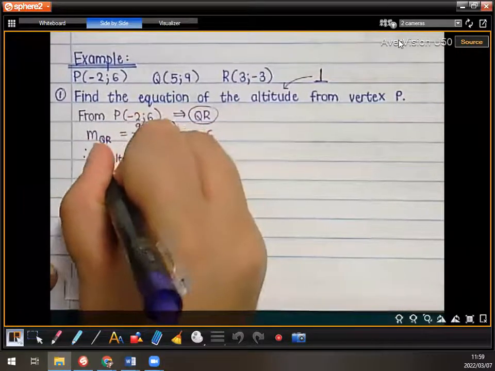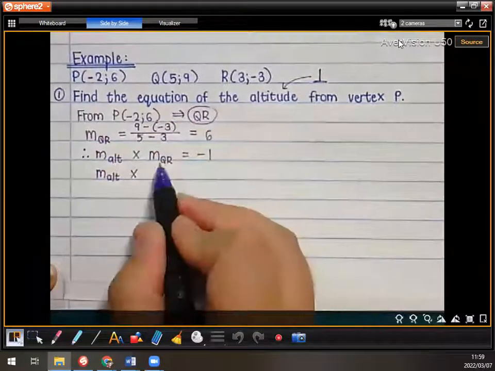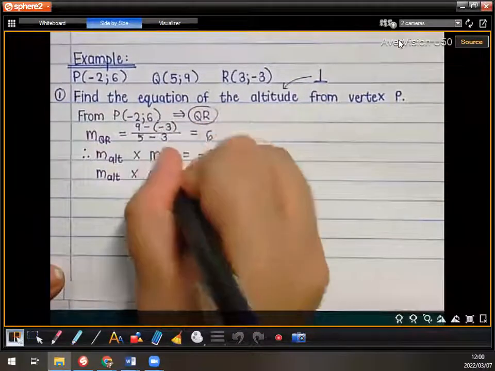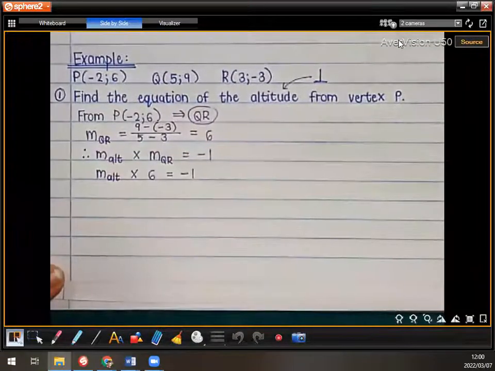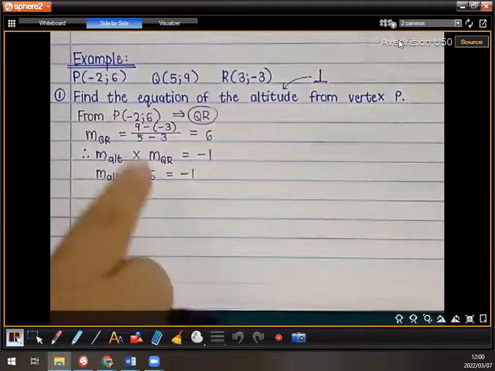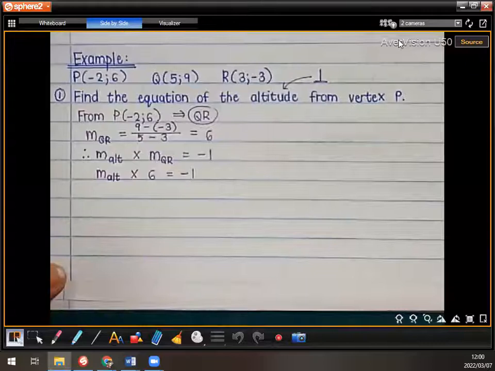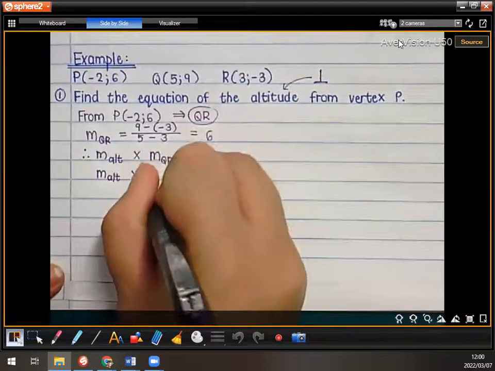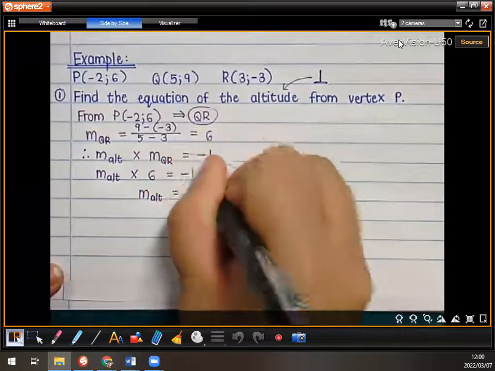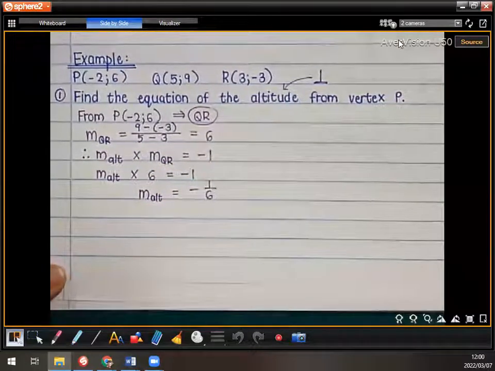The gradient of the altitude is what we have to find. What was the gradient of QR? 6. So we put that into the formula. Now what did I do to get the gradient of the altitude on its own? On this side, I'm multiplying by 6, so when I move it, I divide by 6, thank you. So the gradient of the altitude is going to be negative 1 over 6. Step 2 done. The 2 marks in.